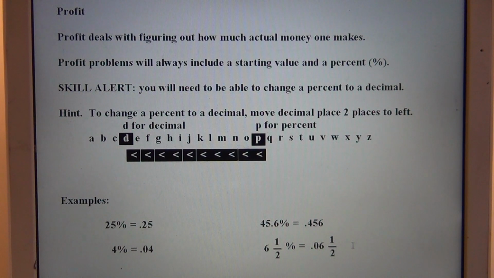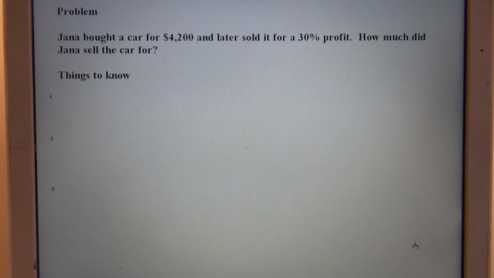Okay, that's a quick review on how to change a percent to a decimal. You move 2 places to the left, and the way I remember it is I'm going from P to D, and if I'm in the alphabet, if I went from P to D, I would be going to the left. Let's take a look at some problems that deal with profit now.